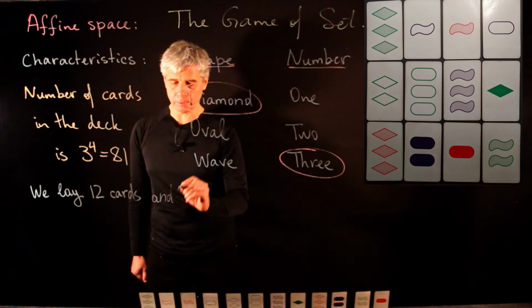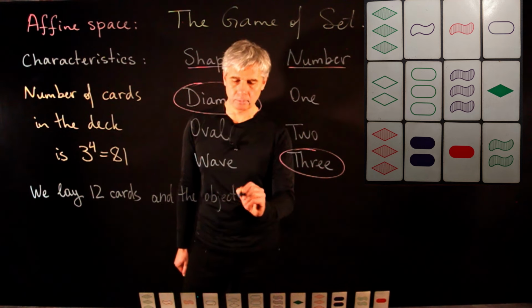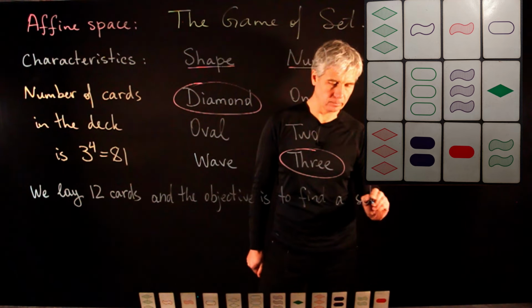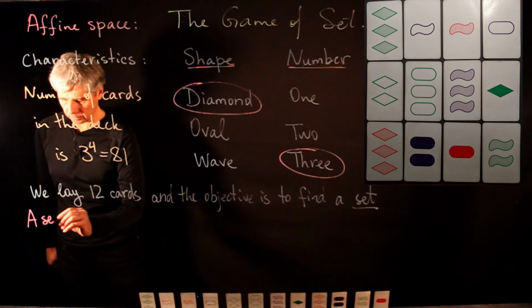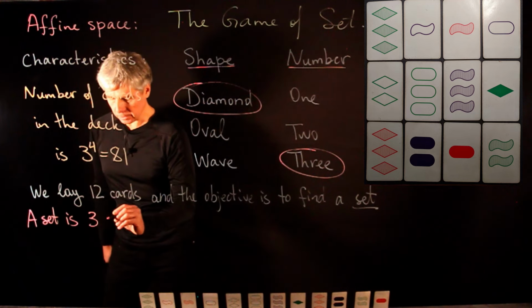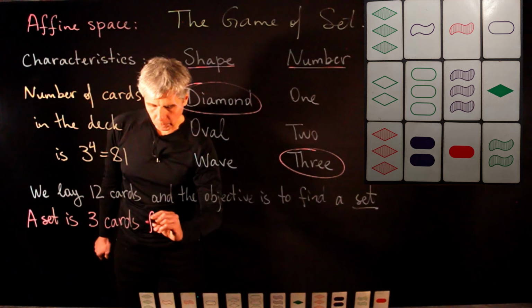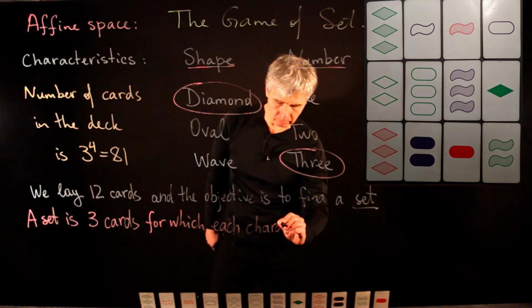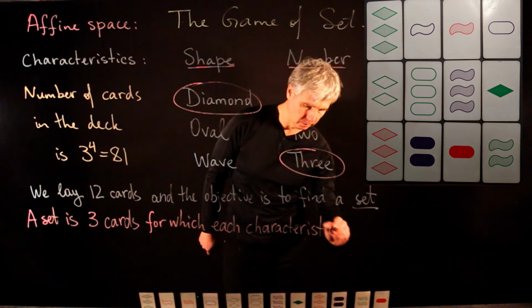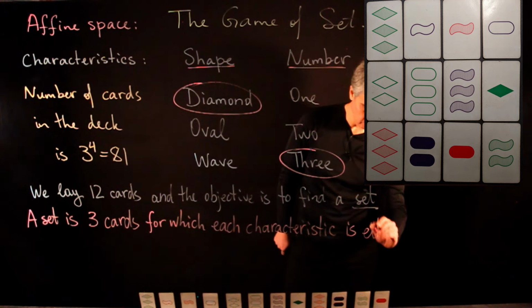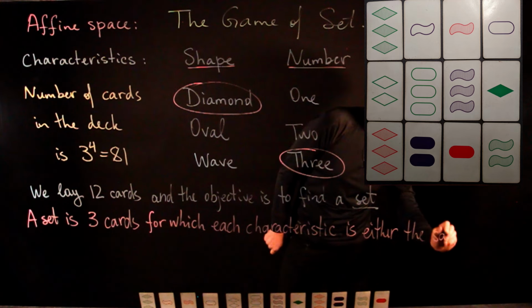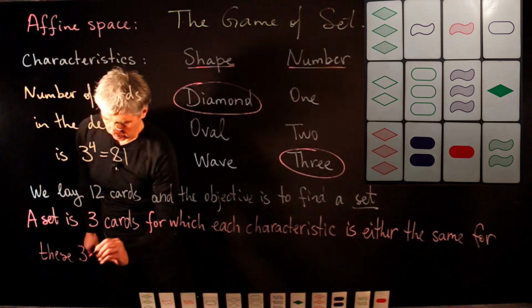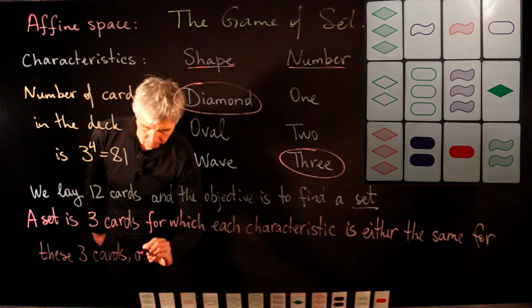And the objective is to find a set. And a set is 3 cards for which each characteristic is either the same for these 3 cards, or all different.